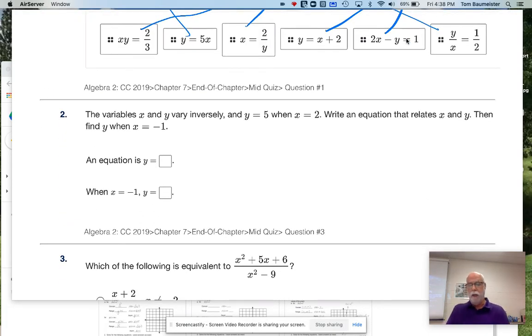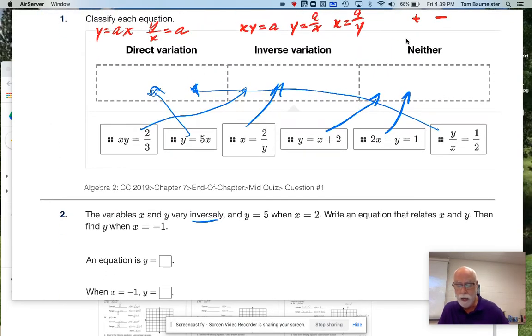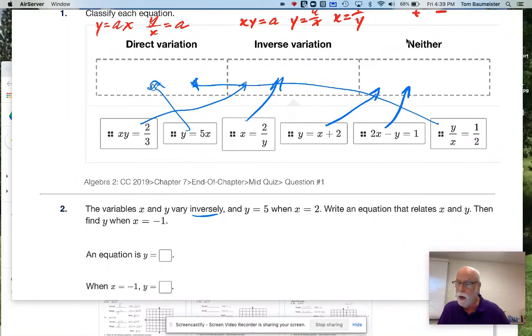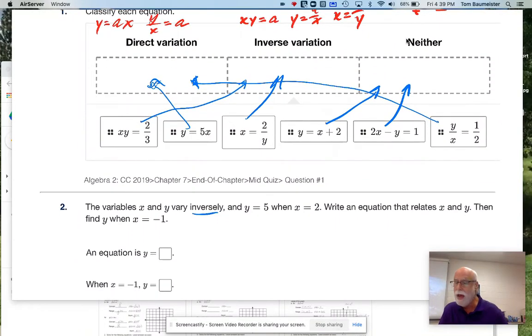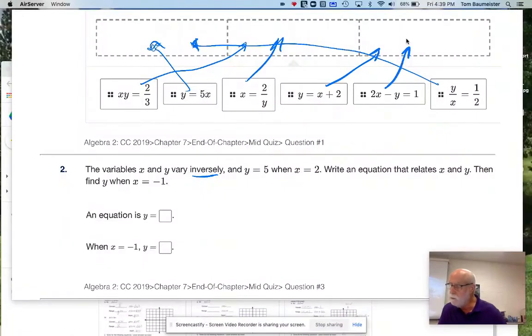The second one, number 2: the variables x and y vary inversely, and y is equal to 5 when x is equal to 2. Write an equation that relates x and y, and then find y when x is equal to negative 1. So it says it varies inversely. So remember, from up above, we said we could say x times y is equal to a, or y is equal to a over x. All right, so let's go ahead and say y is equal to a over x, because we need to solve it for y.